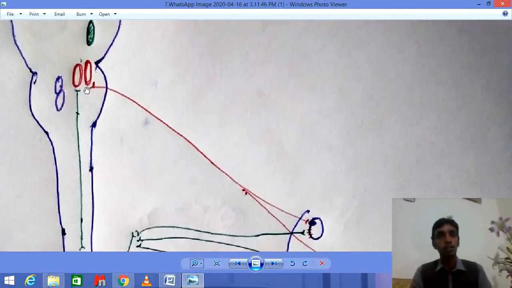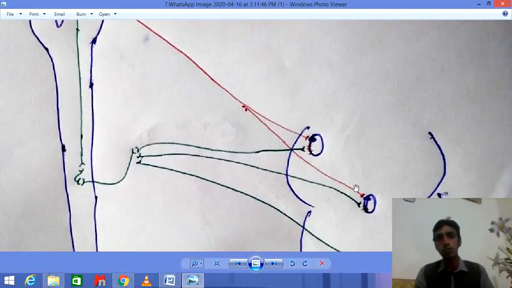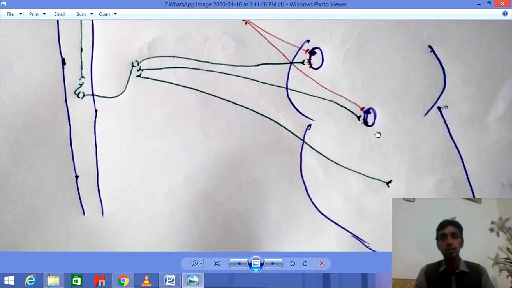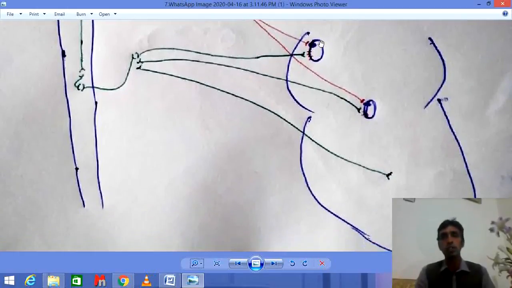So by transmitting the signal towards the CIC, it transmits the signal towards the M2 receptor of the SA node and M2 receptor of the AV node, and so it decreases the signal generation of the SA node and AV node. So when it decreases the signal generation, the heart rate is decreased. Automatically the heart rate will be decreased. The heart rate depends upon the signal generation of SA node and AV node.